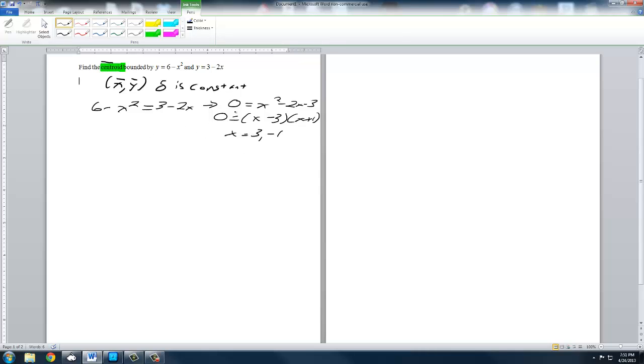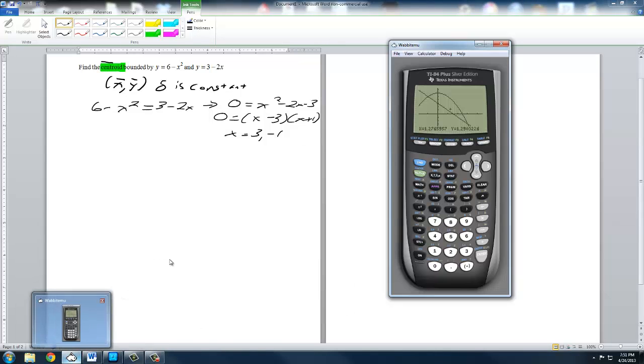Then if we choose a point between negative 1 and 3, say 0, and put 0 in for x in each of these, we notice that y equals 6 minus x squared is indeed the larger function. But what we can also do is pull up the graph of it. There it is. I already had this graph pre-done, so this is what the graph sort of looks like.